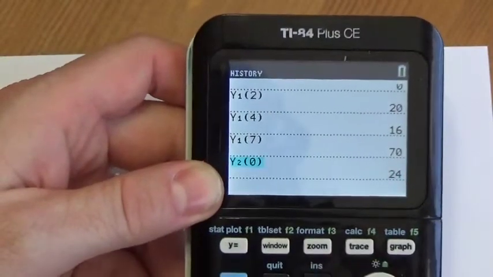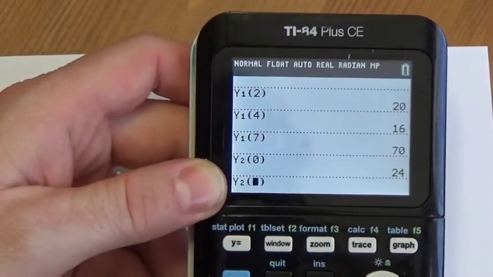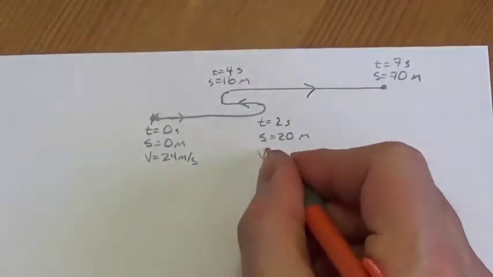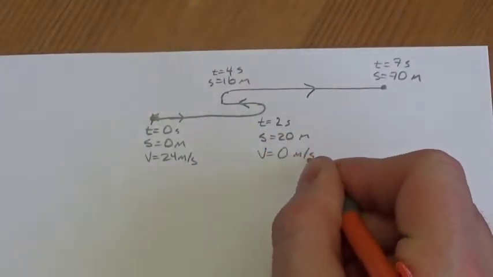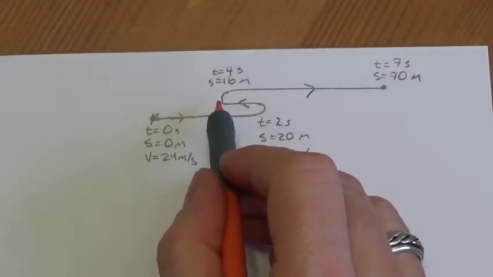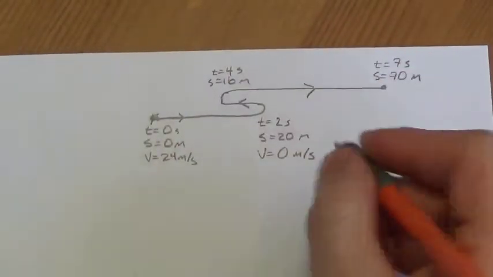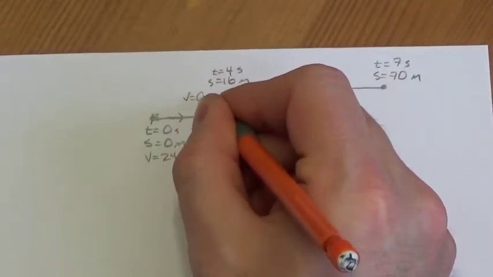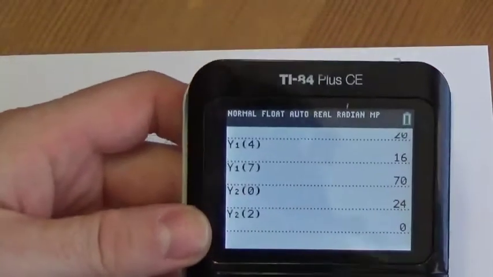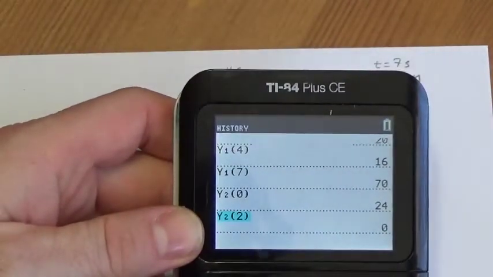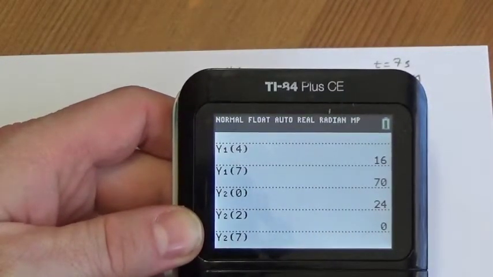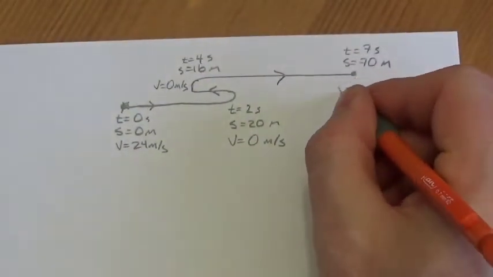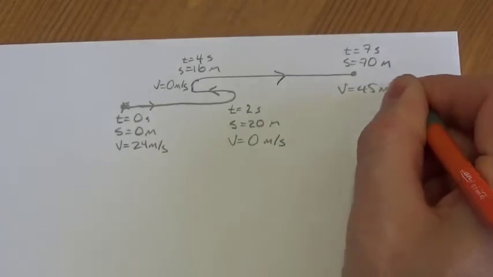Now I'm going to go up and let's figure out what the velocity is at 2 seconds. 0. And I knew that. I knew that was 0 meters per second. I also know that when I get to here, I mean, I could do it on the calculator, but I just showed you here. I already know that this right here is going to be velocity equal to 0 meters per second. What I don't know is what the velocity is at 7 seconds. And way out here, my velocity is going to be 45 meters per second.